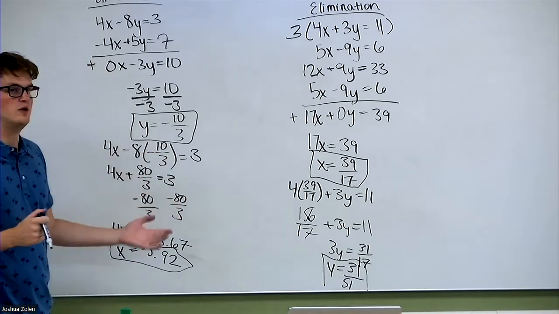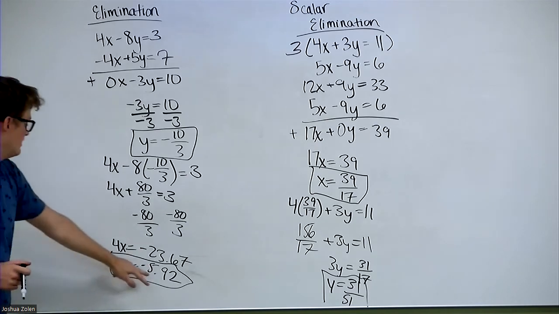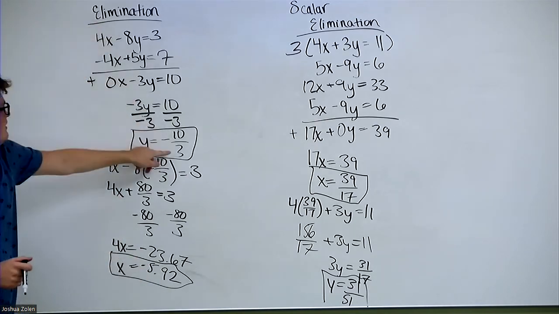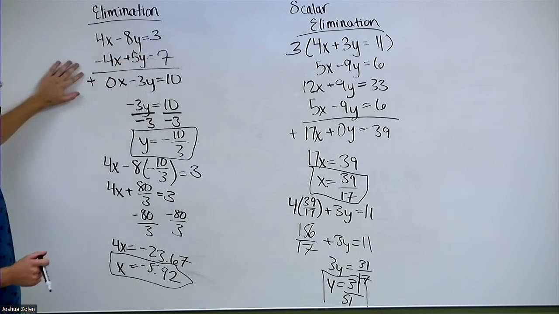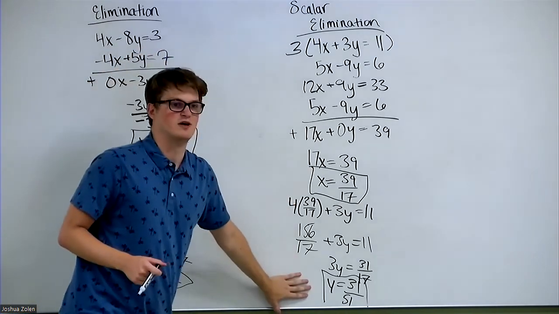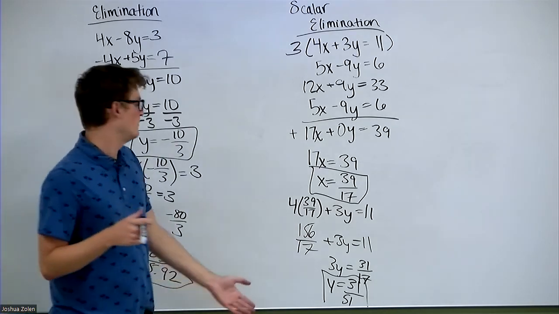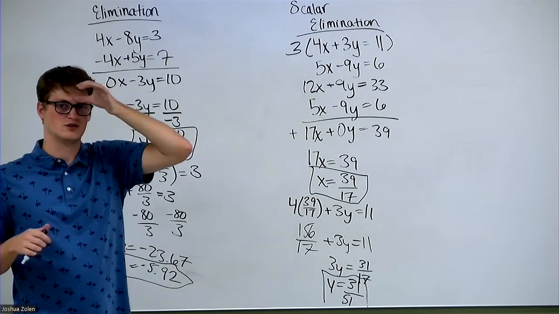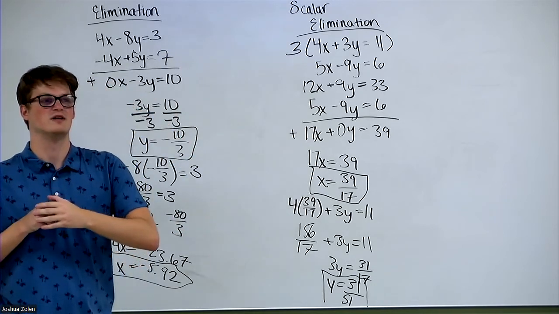Now, if we wanted to, we could take both of these variables, plug them back into our equation. So we took the negative 5.92, put it here, negative 10 over 3, put it here. That will give us 3. Same thing with this equation. And that will also work with these two variables. So if you're not comfortable with your math or you're not comfortable with whatever went on here, you can always check yourself and then you'll know for sure if you're right or wrong. All right, and that is elimination to solve a system of equations.